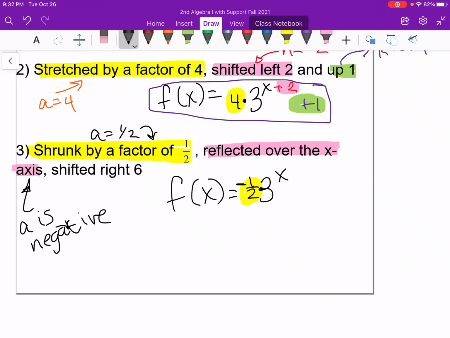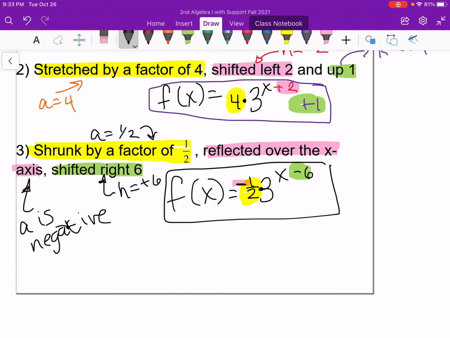So that's right here, right out front. And it's been shifted right 6. And so that's H. That means that H is plus 6. So this would be plus negative 6. So this means minus 6 up here. Okay, so our answer there is f of x equals negative 1/2 times 3 to the x minus 6.